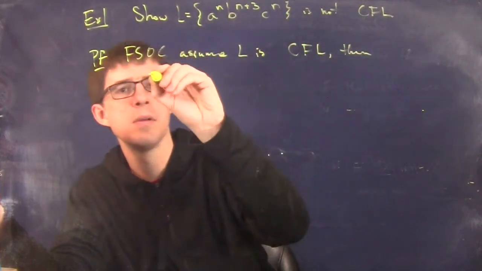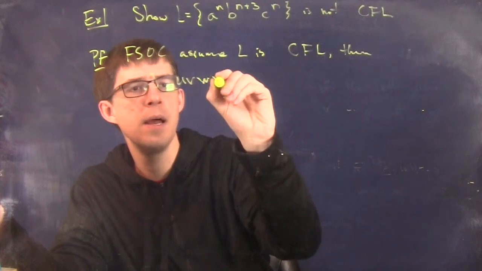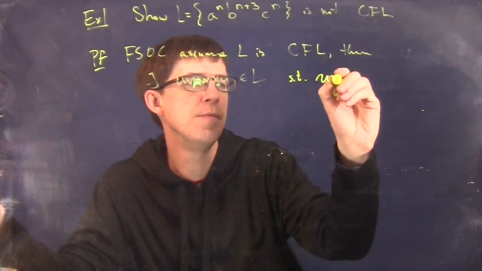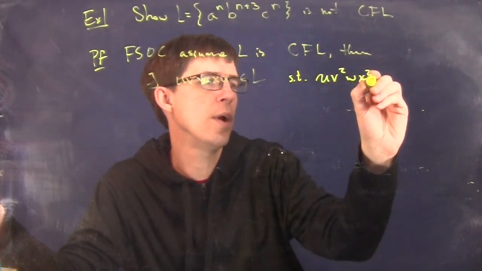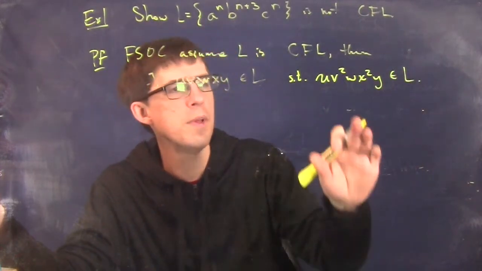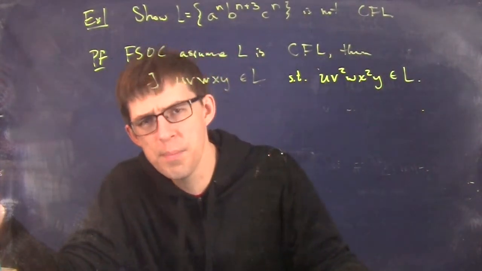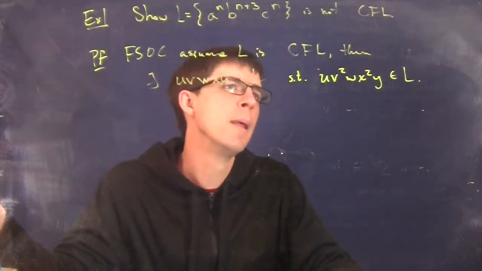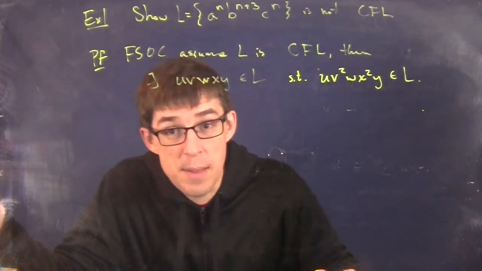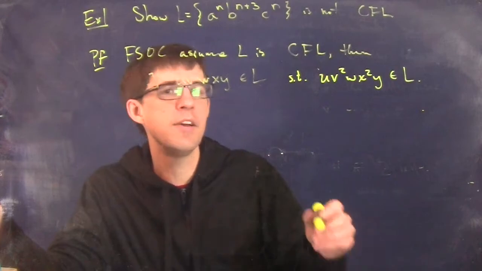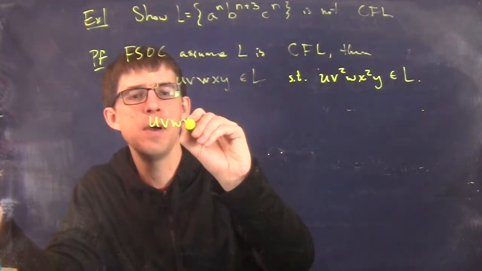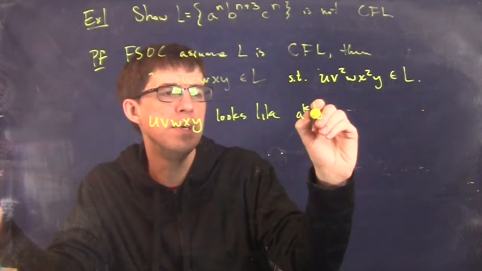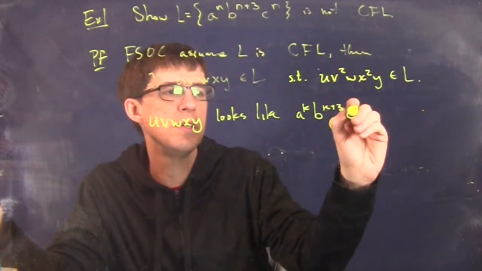Then there exists U, V, W, X, Y in L such that U, V squared, W, X squared, Y is also in L. Like I said before, really this is true for any exponent there, but in all the examples that we're going to do, pretty much the exponent of 2 suffices. All right, you want to try and say the same kind of thing about mixing of letters. So U, V, W, X, Y looks like A to the K, B to the K plus 3, C to the K, right?